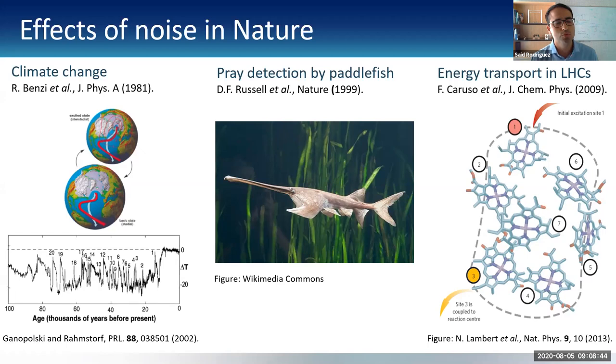And I think one of the most well-known examples in this class of phenomena has to do with the recurrence of ice ages on our planet. So in the 1980s, Benzi and co-workers proposed a plausible explanation for the switching of the average temperature on our planet between two metastable states. And this plausible explanation involved the combination of noise and periodic driving. And the periodic driving has to do with the eccentricity of the orbit of our planet around the sun. And the combination of these two effects gives you a switching that is on the tens of thousands of years to 100,000 years, maybe.